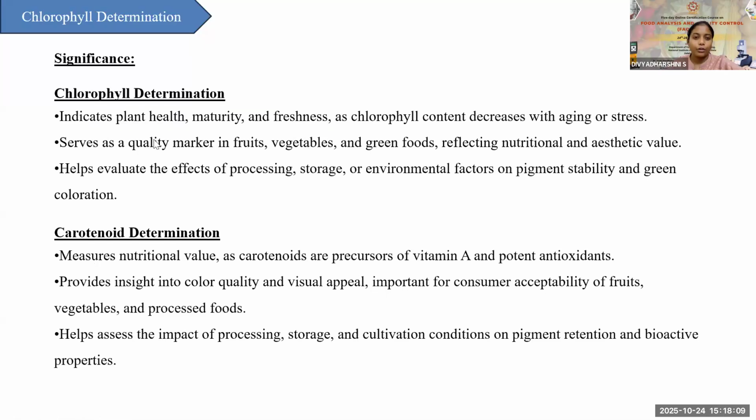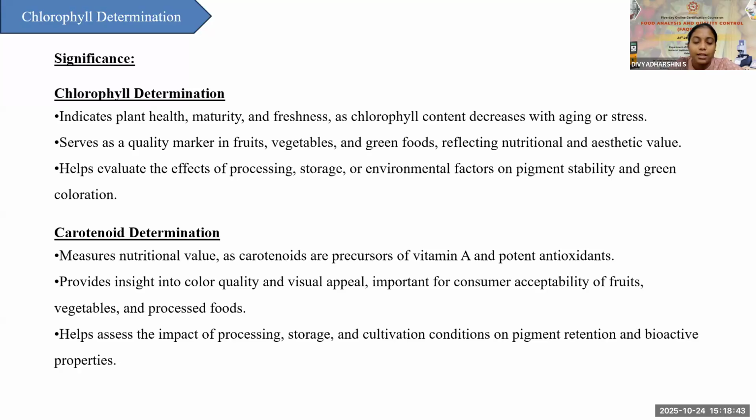The significance is that chlorophyll and carotenoids are estimated together, only with different formulas. Otherwise we can estimate them together simply. It indicates plant health, maturity, and freshness, as chlorophyll content decreases with aging or stress. We can also estimate if the plant is under stress conditions, or in plant substitutes for any food product formulations, using the chlorophyll about their ages or stress.